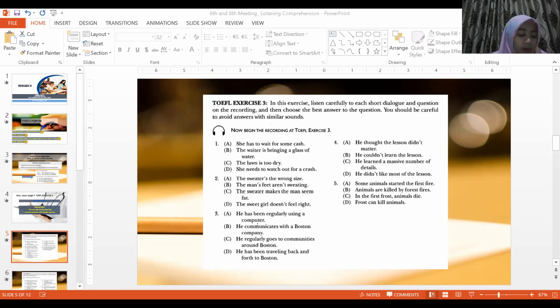Number 3. Is Walter's job near here? Walter's been commuting to Boston on a regular basis. What does the man say about Walter?